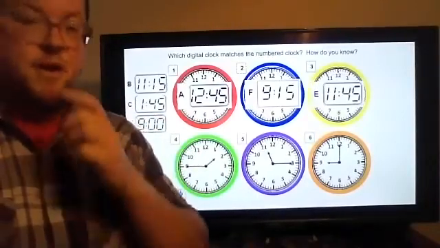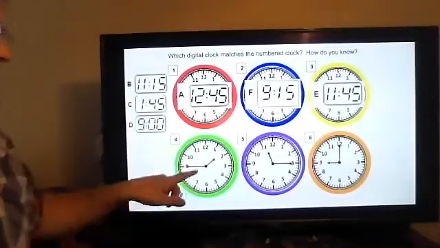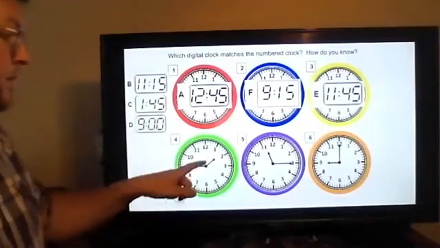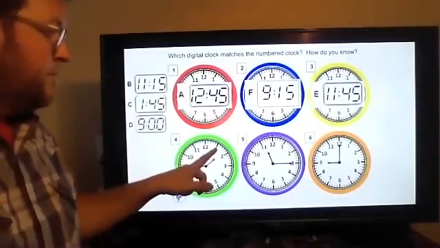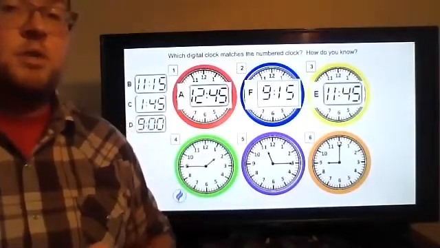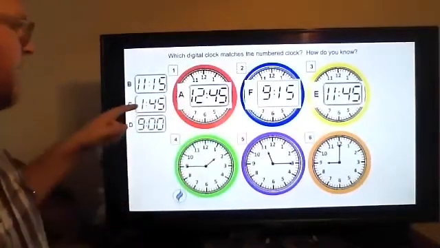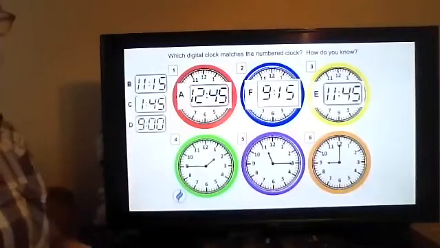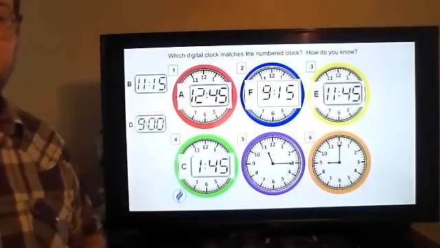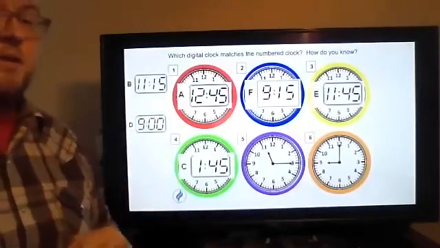Outstanding. 11:45. So I'm going to look at number 4. Again, our minute hand is in that 45-minute position. So I'm going to look at my hour hand, which is between 1 and 2 o'clock. Now it's not quite to 2 o'clock, so it's still in that 1 o'clock hour. We only have one time up here that fits that. So I'm going to move that onto our clock. 1:45.